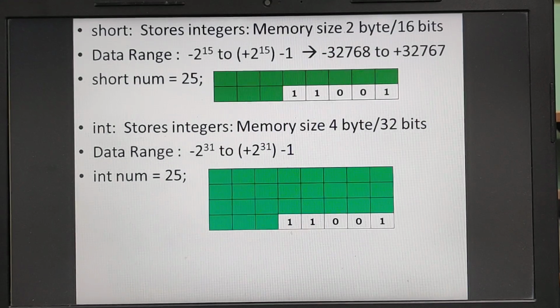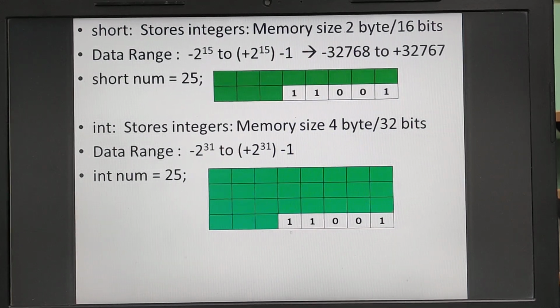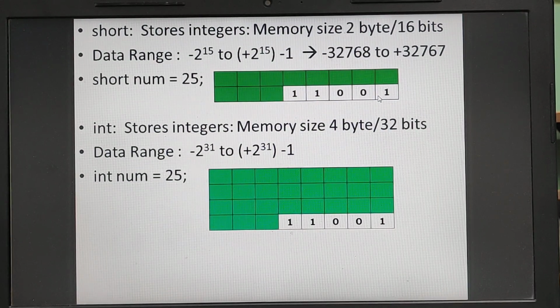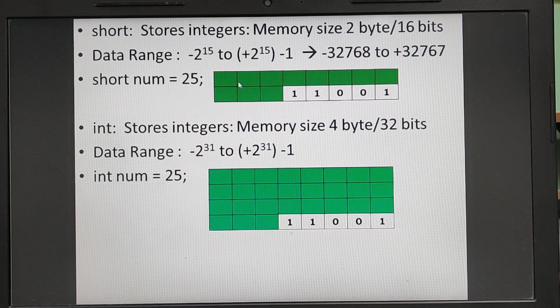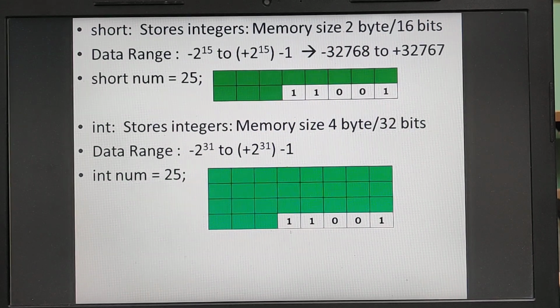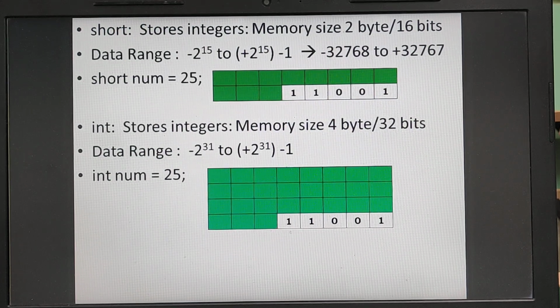Now if it is short, then the memory reservation will be 2 bytes, that's 16 bits, and the data range will be minus 2 to the power 15 to plus 2 to the power 15 minus 1. That's minus 32,768 to plus 32,767. Now here, if I have taken short, the same number would still occupy the same space which was there in byte. However, one full additional byte is now blocked, which is a loss of memory. Nobody can use this for any other purpose. So while choosing the data type, you should choose correctly based on the value.